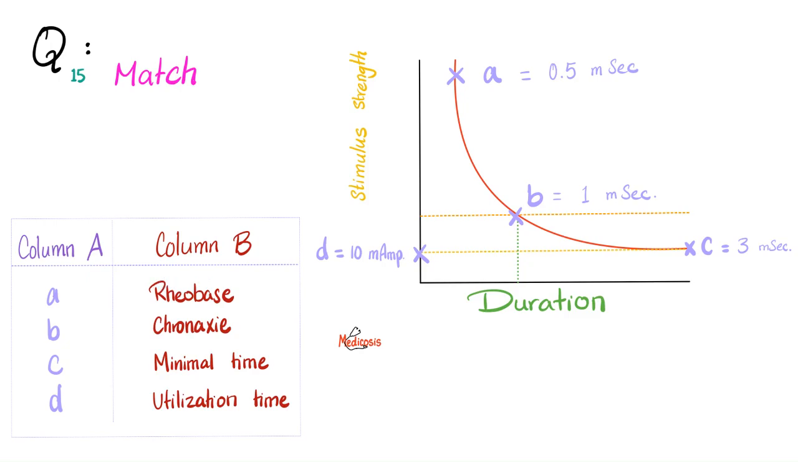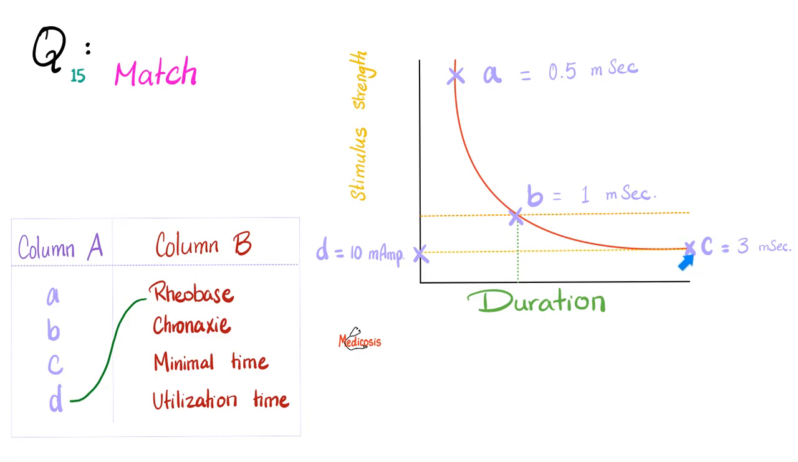Let's match between column A and column B according to this graph. If you look at the measuring unit, all of them are milliseconds, aka duration, except this one is milliampere. And the rheobase, which is the electricity, is D. Rheo means electricity, base means the minimal. So this is the threshold stimulus, the minimal or the lowest current intensity that can excite your neuron.